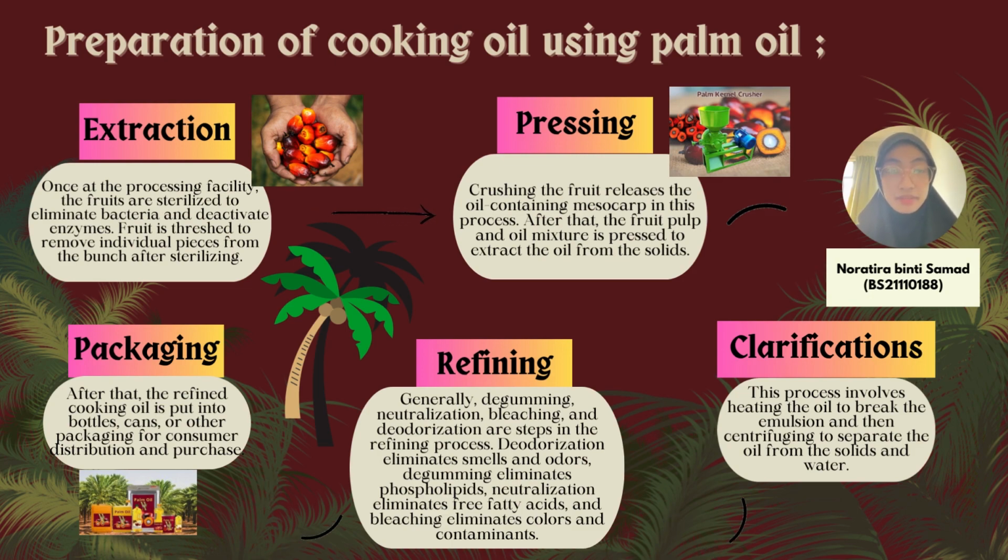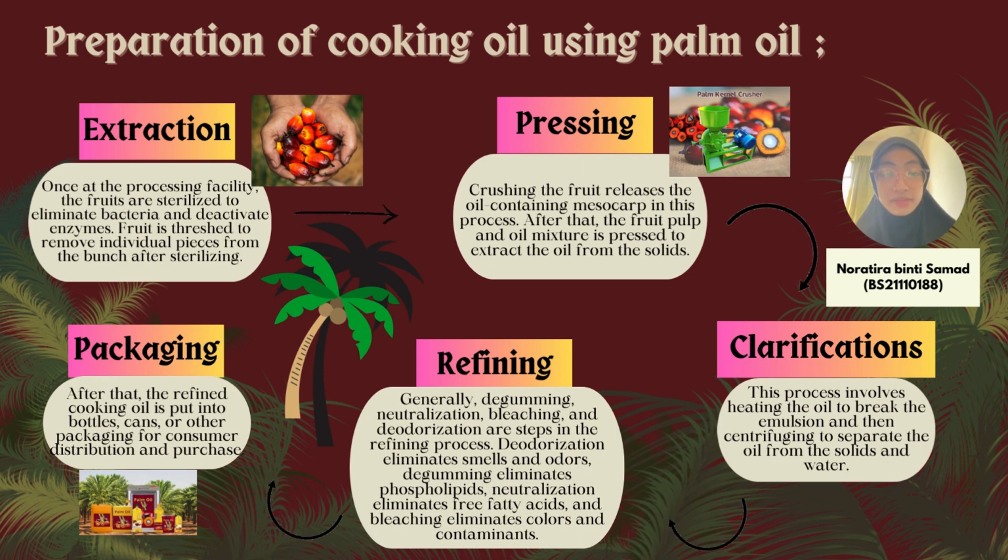Second is pressing. Crushing the fruit releases the oil-containing mesocarp in this process. After that, the fruit pulp and oil mixture is pressed to extract the oil from the solid. Third is clarification. This process involves heating the oil to break the emulsion and then centrifuging to separate the oil from the solids and water.